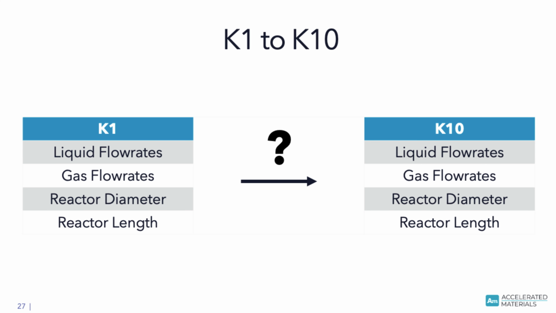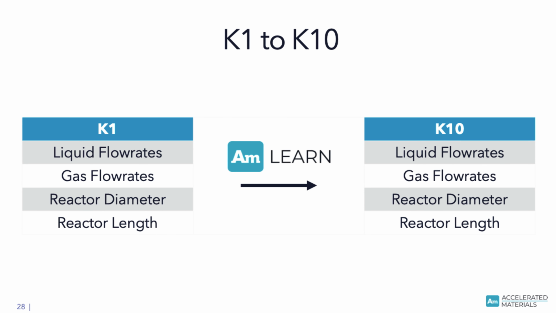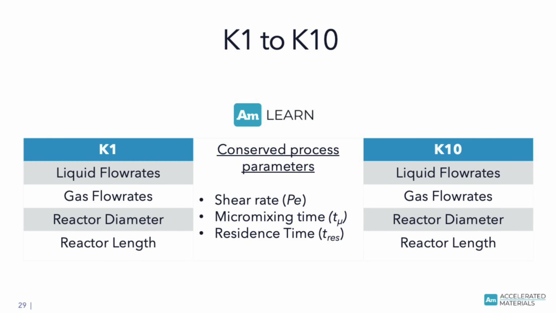How do you transition? With the K1, you do your optimization and select your liquid flow rates and gas flow rates. In some cases, we provide custom reactor diameters and lengths. And with the K10, you also have to have the same configuration. So how do you switch here? Thankfully, we have software that we package alongside the K10 called AM Learn. It provides you with the capability to transition from the K1 to the K10. It does this with our proprietary model, which conserves your shear rate, your micromixing time, and your residence time, enabling you to make sure that your physical parameters are all scaling between the 1 kilo to 10 kilo per day scale.